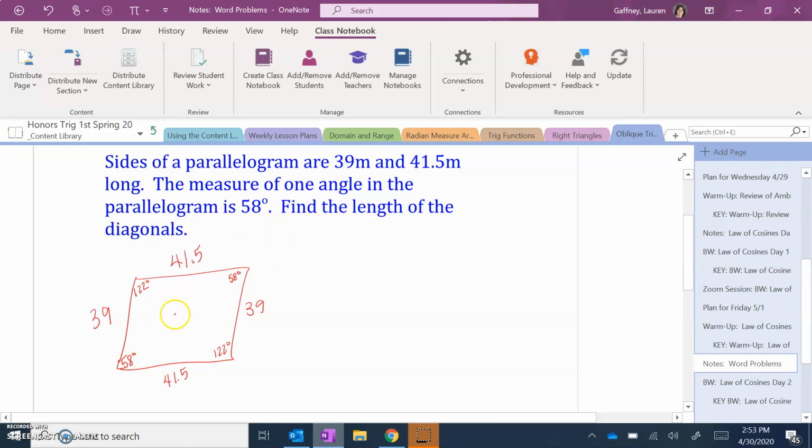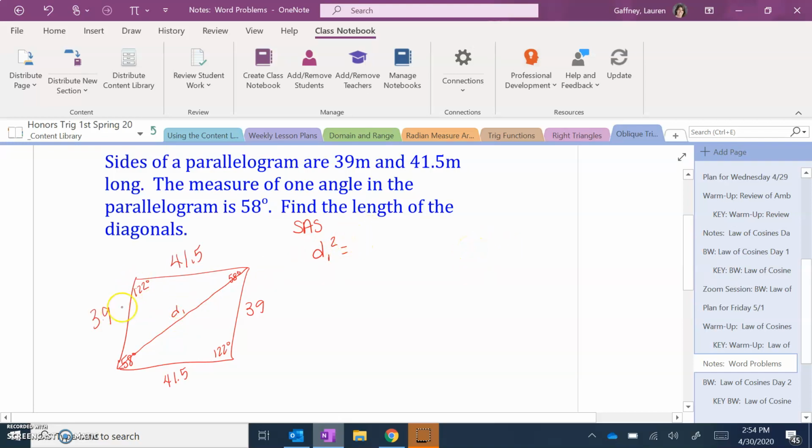Okay, so I'm going to start with one of the diagonals. It wants both, so I'm just going to start with one at a time. Let's call this diagonal 1, and I want to find the length of that. If we have a side, angle, side, this is going to use the law of cosines. I'm going to call the side that I'm looking for d1 squared, and I have the angle across from it, so that's good. That'll be the angle that goes with the cosine.